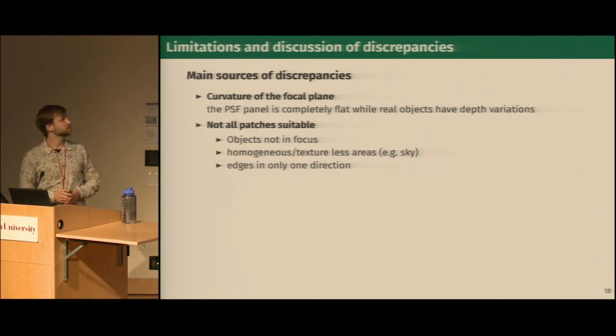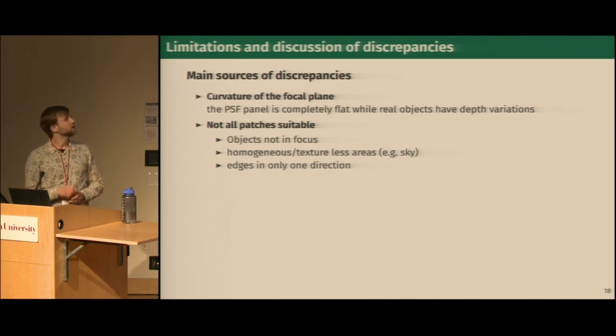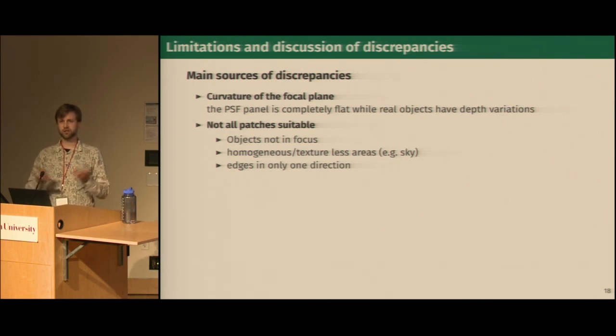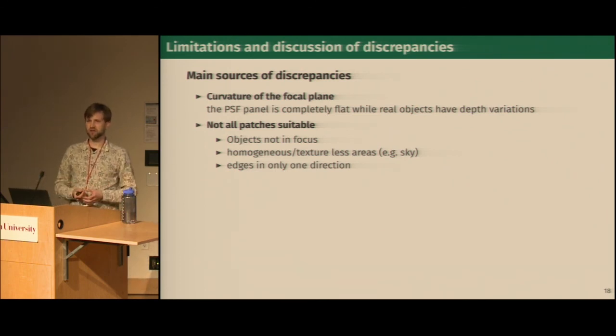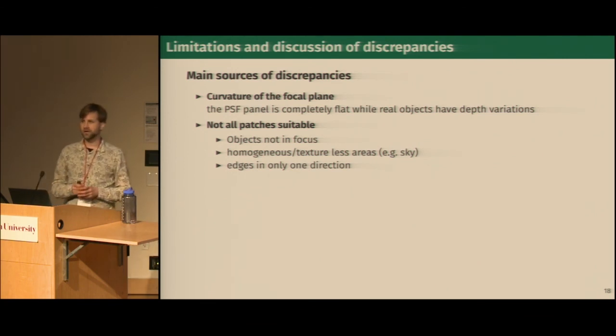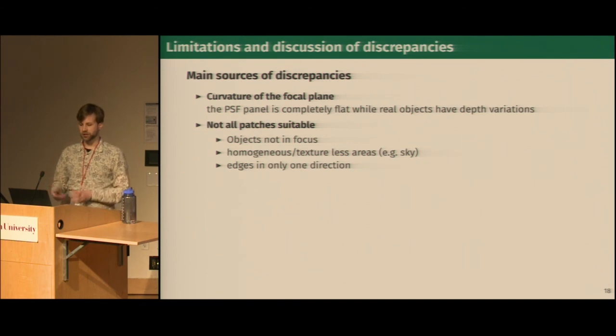The second point is that not all patches are suitable, of course. Objects might not be in focus, so if you have a large object in the front that is not in focus, then obviously this patch is not going to be useful. Also, homogeneous or very textureless regions are not good: if you take a picture of the blue sky and you blur it, it will look exactly the same, so this also doesn't carry any information about the blur. Or if the edges, for example, occur only in one direction, then it's very difficult to estimate the blur, or the modulation transfer function, in the orthogonal direction.